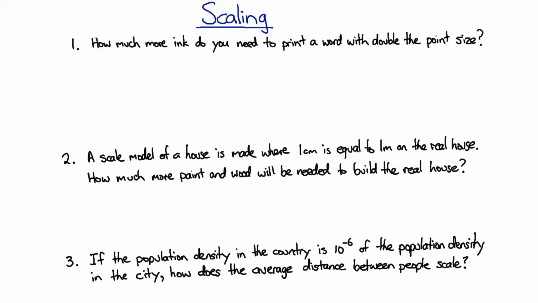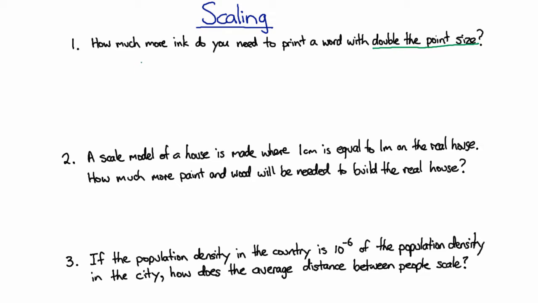Okay, so I have to work out what happens when I double the point size of a word in terms of how much ink I need. Now, obviously, the amount of ink I need depends on the volume of ink, so it's the volume of ink that makes up that letter. But when I double the point size, I'm not really changing the thickness of that letter as it's written on the page, I assume. And so really what matters is the area.